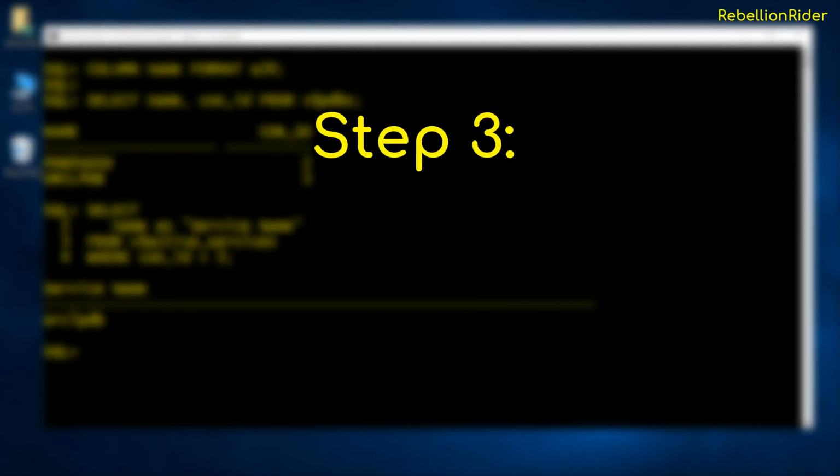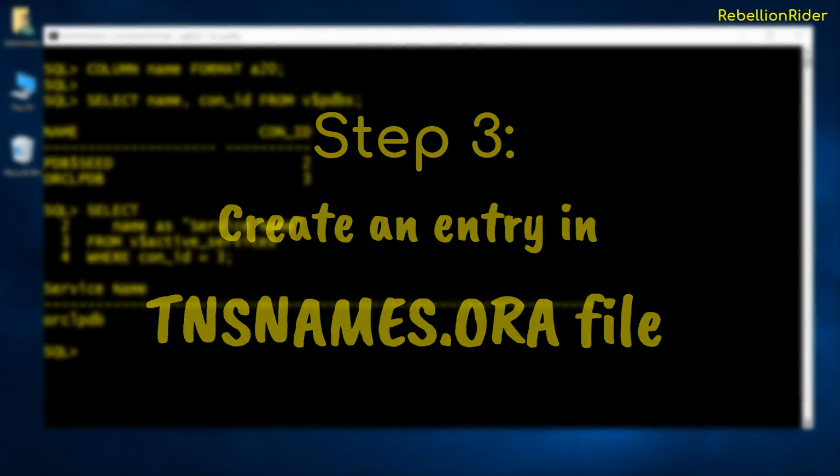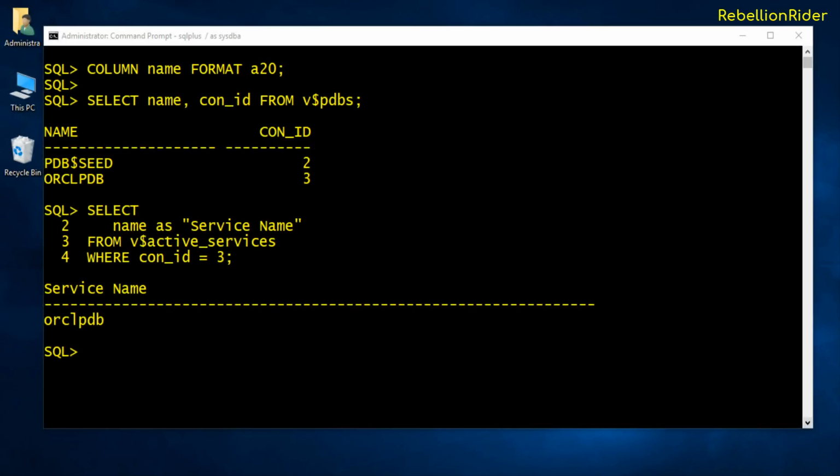Step number 3. Create an entry in the tnsnames.ora file. Now, using the name of our pluggable database and its corresponding service, we need to create an entry for our listener. There are two ways of doing that. We can either use the netca utility or we can do it manually. I'll go with the latter option as it is less time consuming.